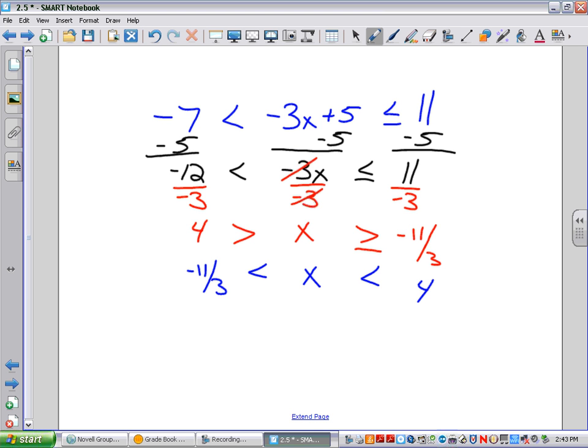But which one is underlined? And it has to be this one, because you reversed the whole inequality. The one that goes with the negative 11/3 is the one that's underlined.